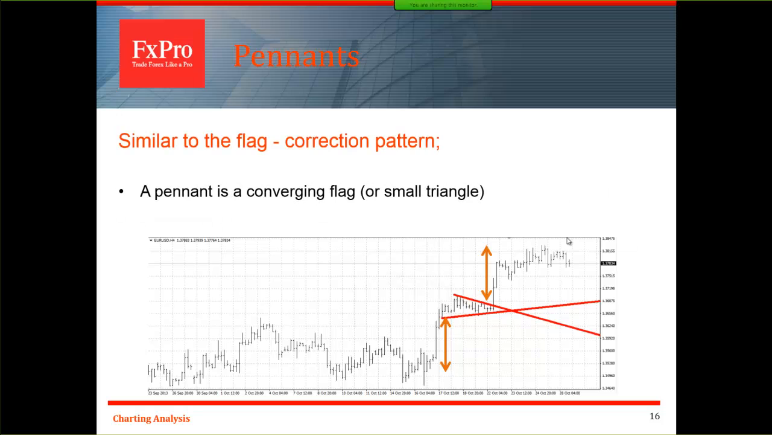Similar to flags are pennants. Again, they're correction patterns, so you've got a strong move that takes place, as was the case here, and then price is moving lower in sort of a small triangle, and once we have a break of that small triangle, then we see a very strong move in the direction of the previous trend. Hence the correction. Price moves lower usually, and then just moves up, with the price target again being similar to that of the flags.